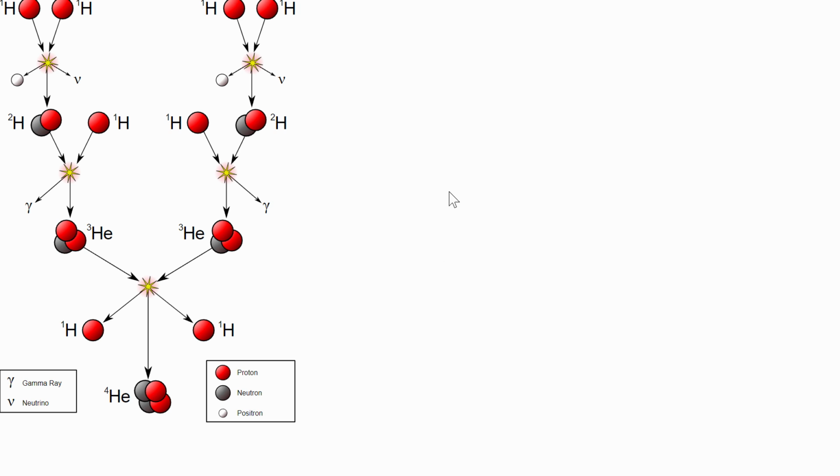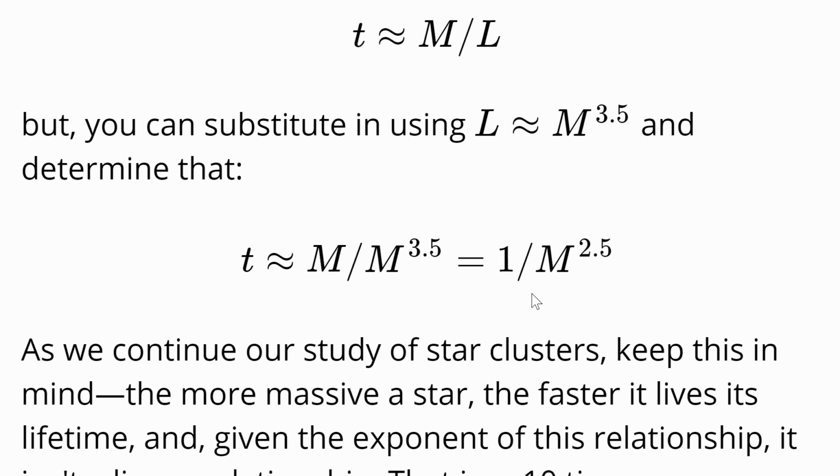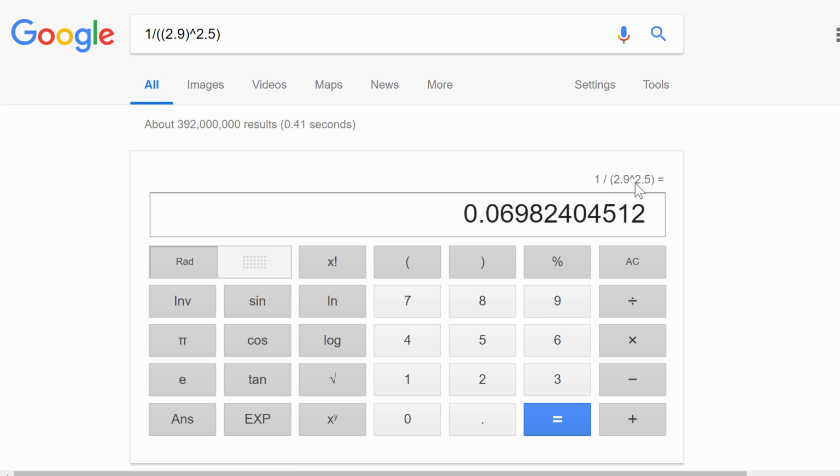And it just so happens that this relationship can be described as simply this: 1 divided by the mass of that star to the power of 2.5. Now, this gives you a relationship in comparison to our own sun, but we can easily calculate this for Vega. Let's just divide all of this using Google calculator, and here what you'll get is a value of 0.069. Now, this is compared to our own sun, so we now have to multiply this by the total lifetime of our own sun.